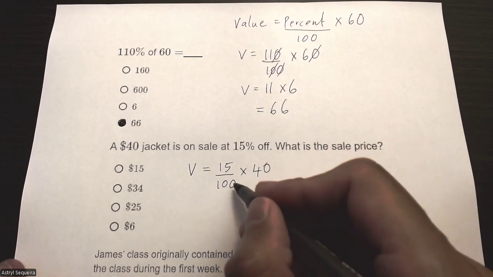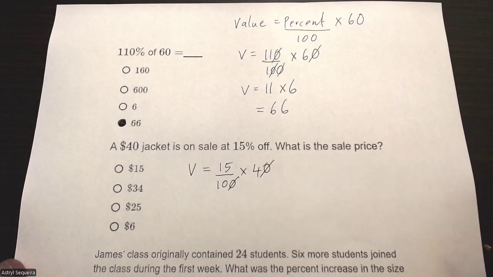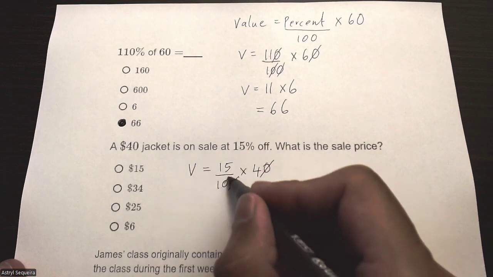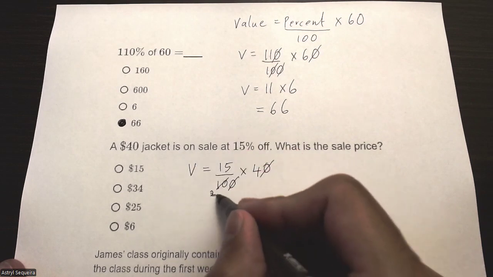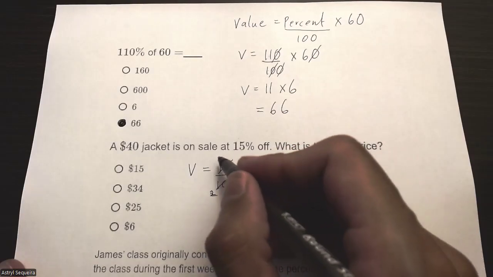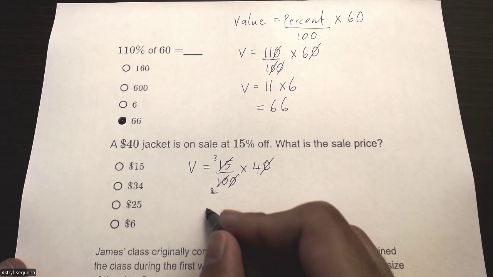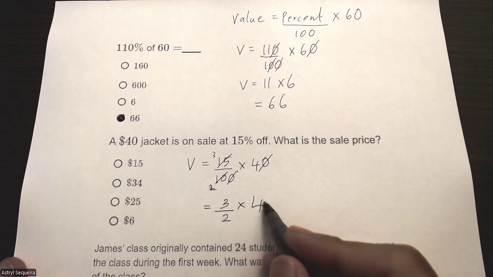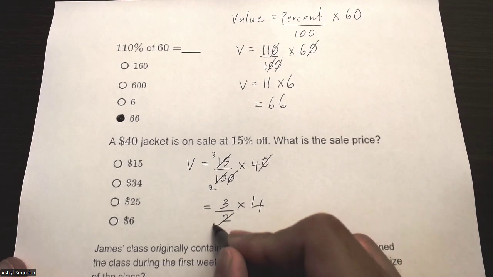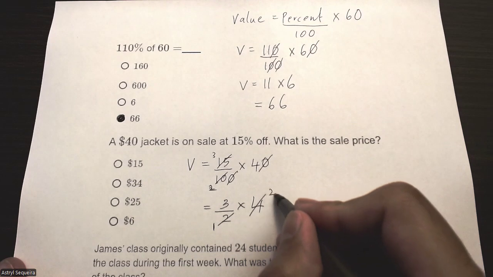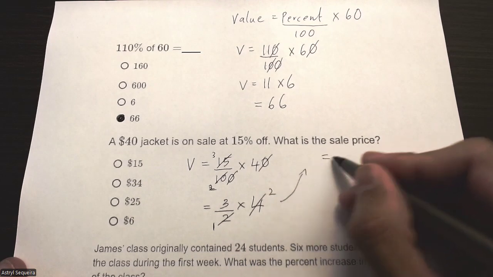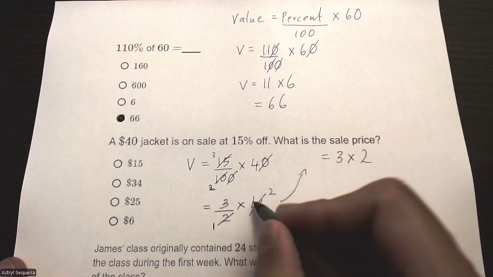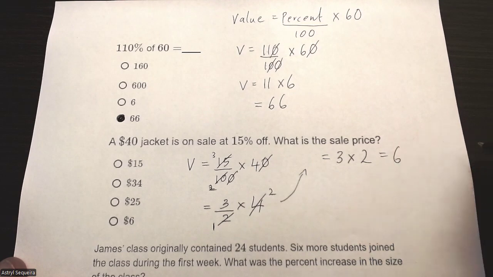So let me calculate this. I'll start by canceling the zeros over here. Then I can divide both of these by 5. So 10 divided by 5 is 2, and 15 divided by 5 is 3. So now I have 3 over 2 times 4. I can further reduce these two by dividing by 2's. So this becomes a 1, this becomes a 2. So I have 3 divided by 1, which is just 3, times 2, which is 6.